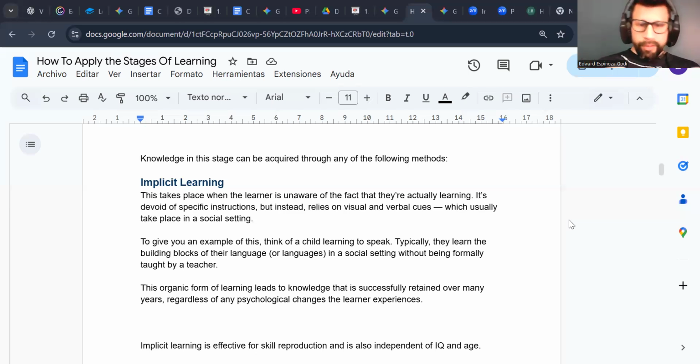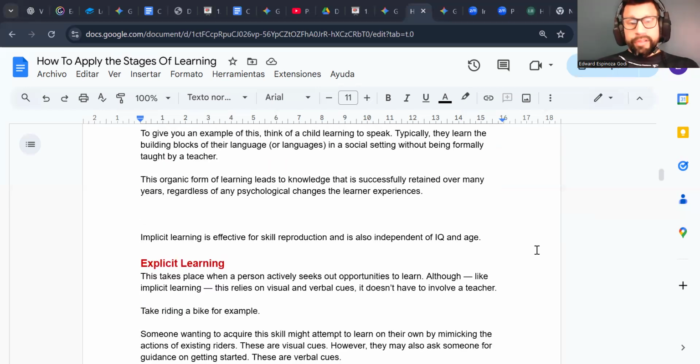To give you an example of this, take a child learning to speak. Typically, they learn the building blocks of the language or languages in a social setting without being formally taught by a teacher. This organic form of learning leads to knowledge that is successfully retained over many years, regardless of any psychological changes the learner experiences. Implicit learning is effective for skill reproduction and is also independent of IQ and age.